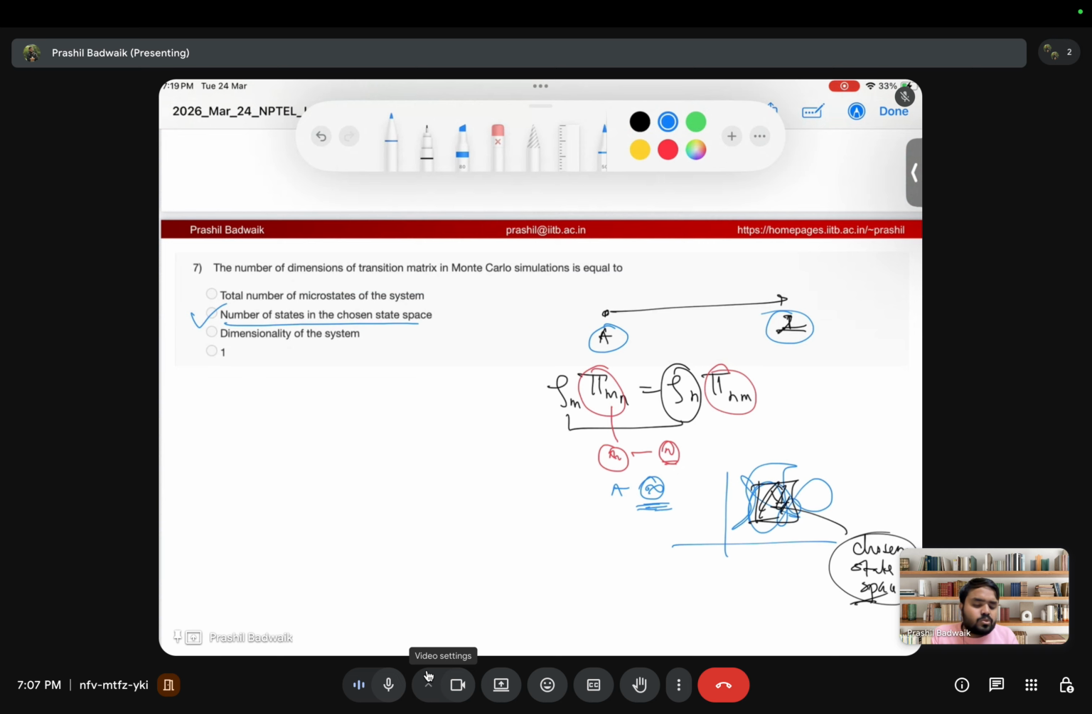The number of states in the chosen state space, right? Not all the microstates. We can go to those, but it is very difficult to sample all these points. You have to do the simulation for a large number of steps to sample it completely. That's why we choose a small sub state space and we sample it, right? So this is the answer.